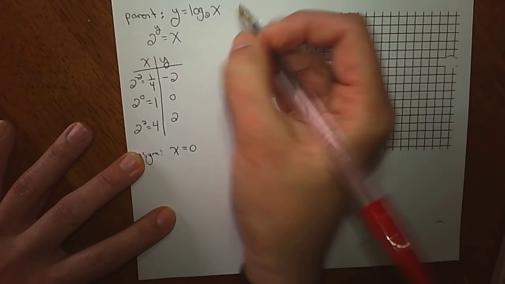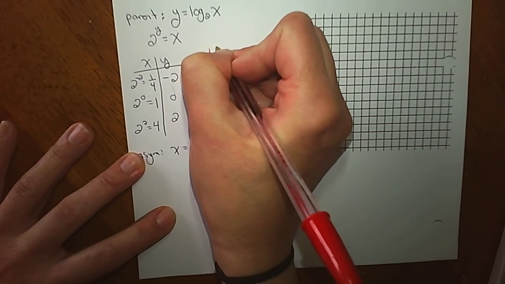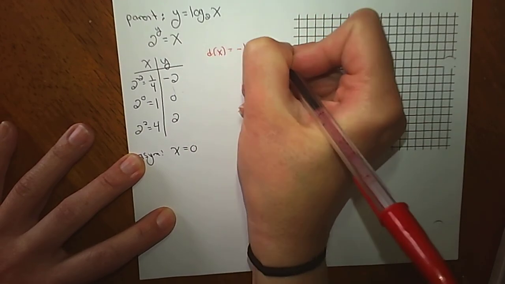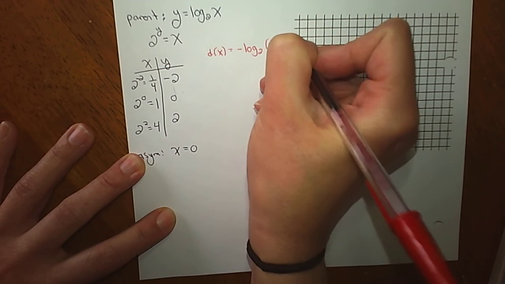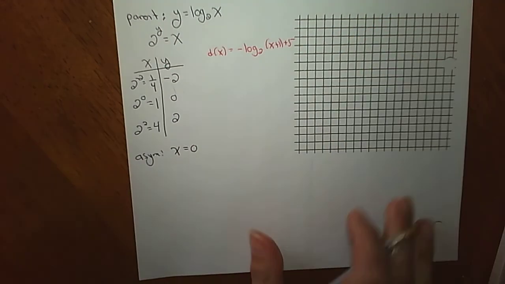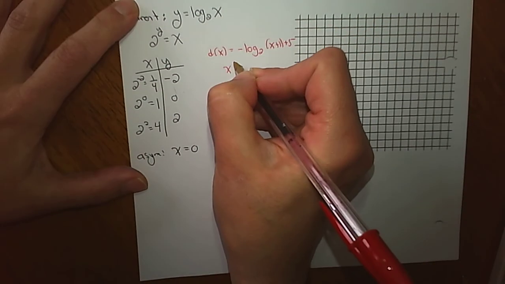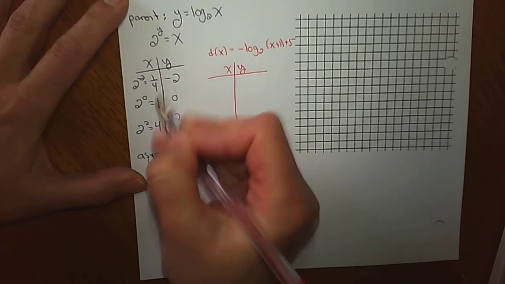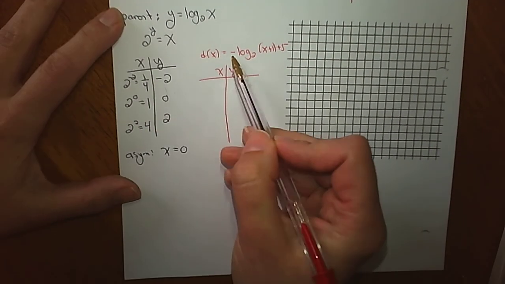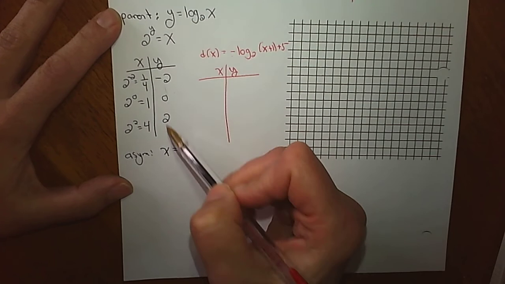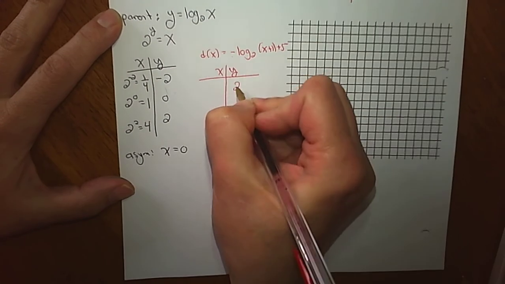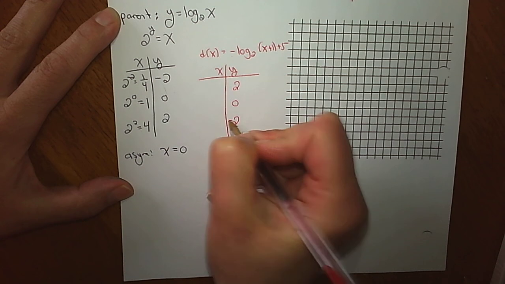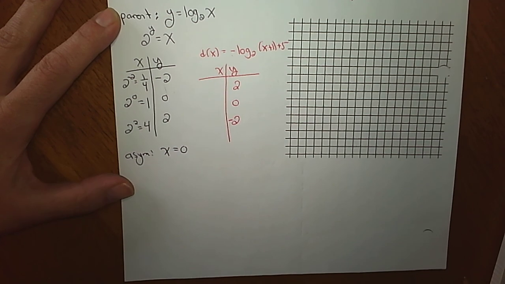All right, so now I'm going to do d of x, which is equal to negative log base 2 of x plus 1, plus 5. And all this is doing is shifting the parent graph around. The negative out in front means we're negating the y's. So that becomes 2, 0, negative 2.